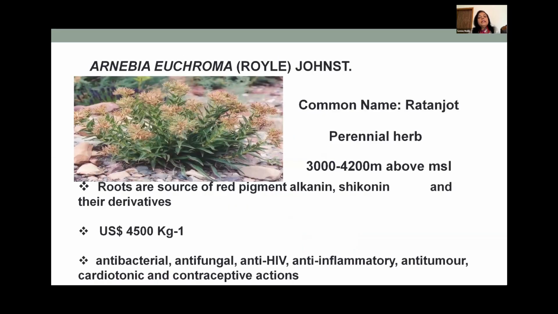Now showing you the real case studies, the work I have done using this tissue culture method. Coming to the case of chiconin, it is obtained from the lithospermum, as already shown you in my previous first 2-3 slides. Arnebia euchroma, it is commonly known as ratanjot. It is a perennial herb and it grows at 3000 to 4200 meter above mean sea level. And its roots are source of red pigment, alkanin, chiconin and their derivatives. They are obtained in the underground parts, that are the roots, and it costs $4500 per kg. It is used as a food pigment in coloring clothes, and apart from this, it also possesses antibacterial, antifungal, anti-HIV, and a number of other biological properties.